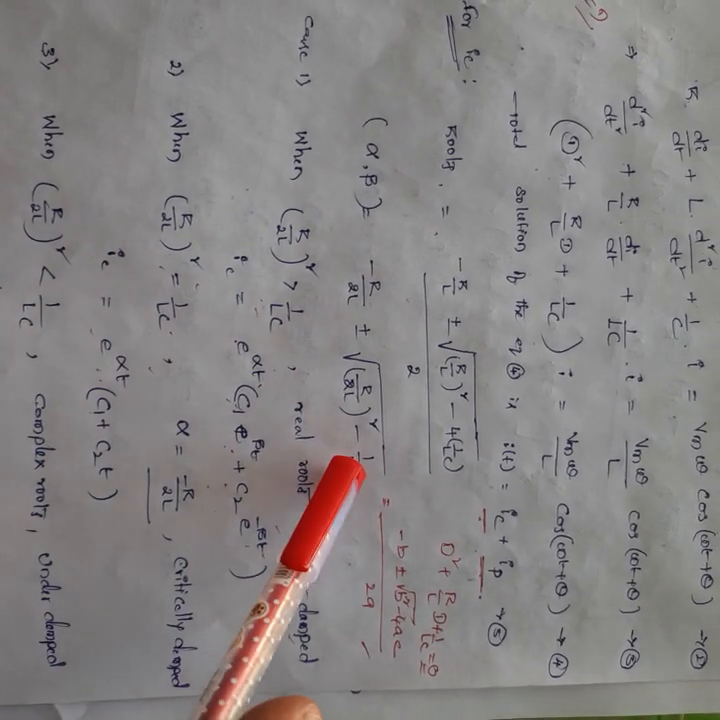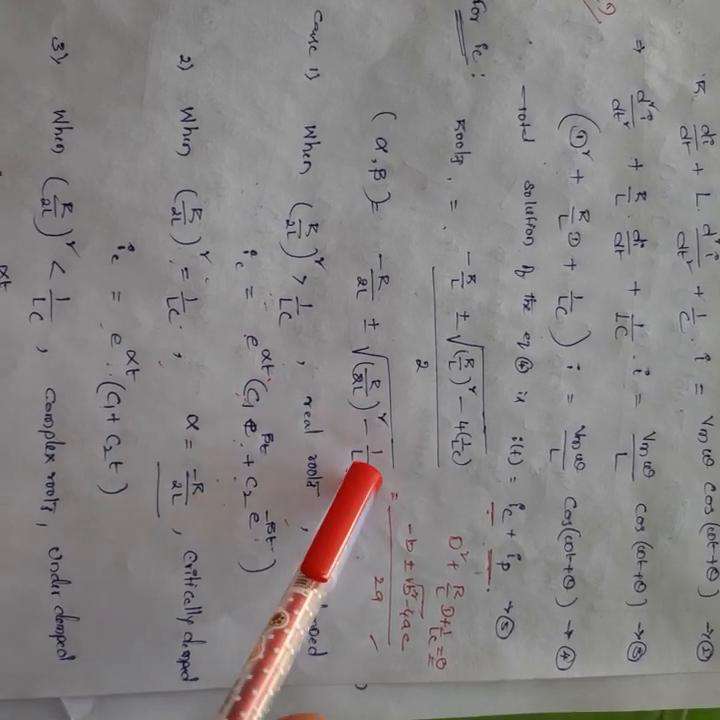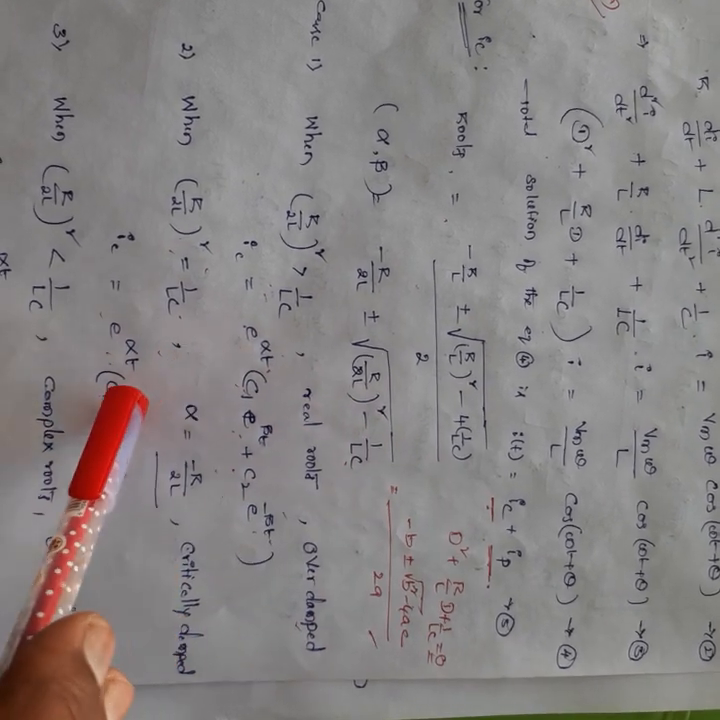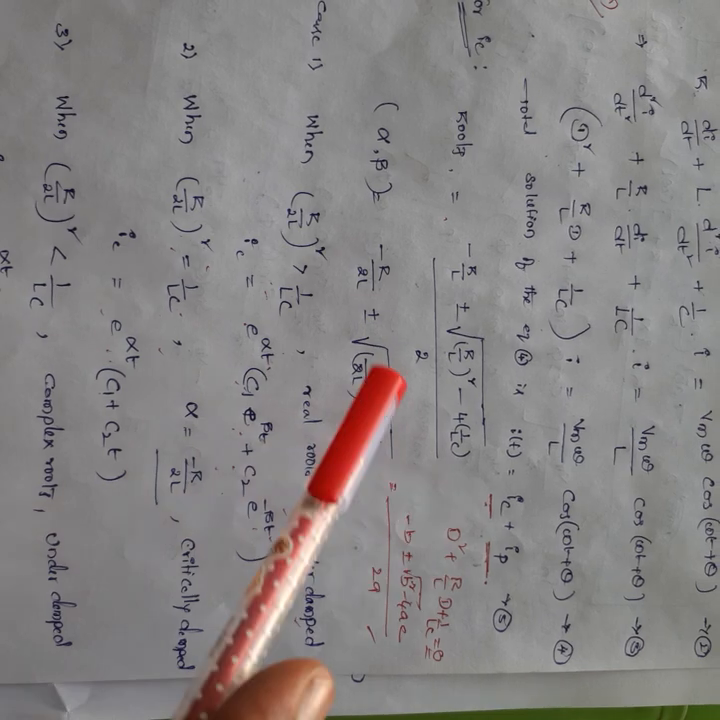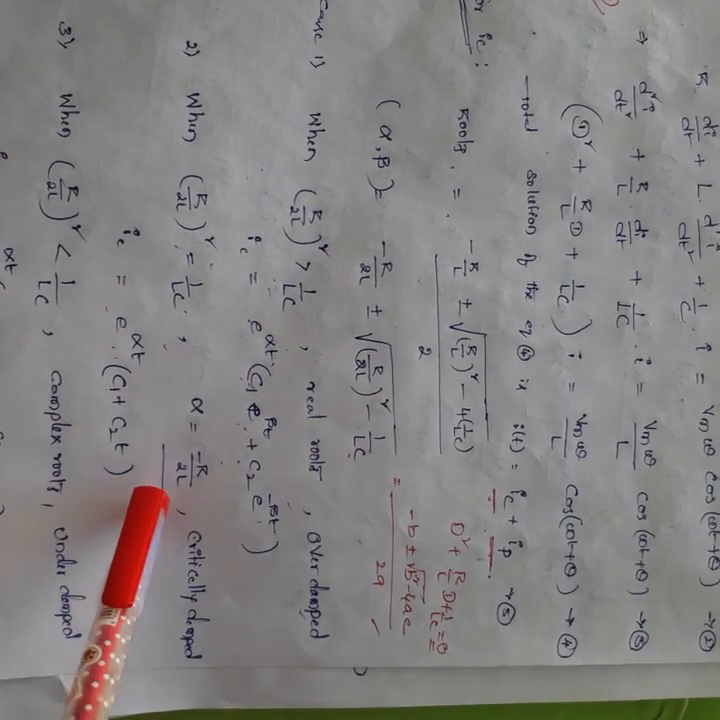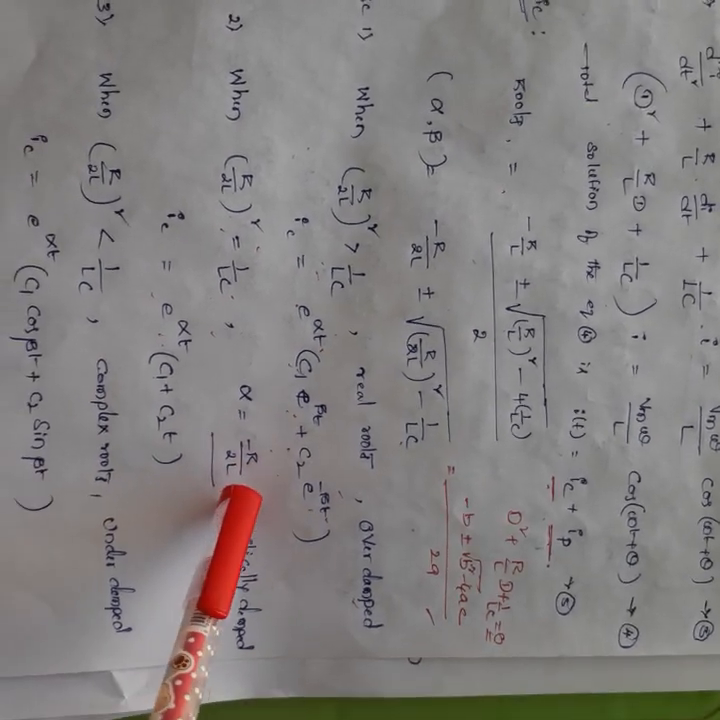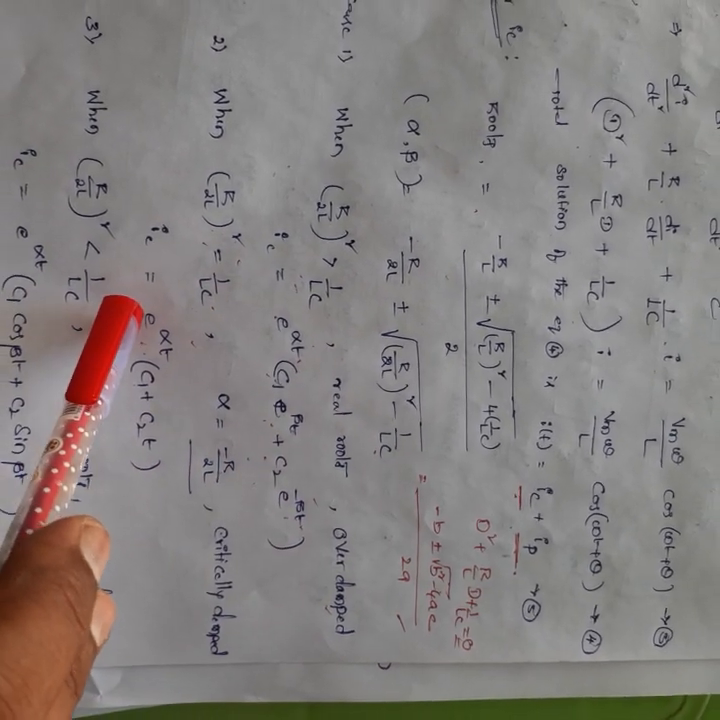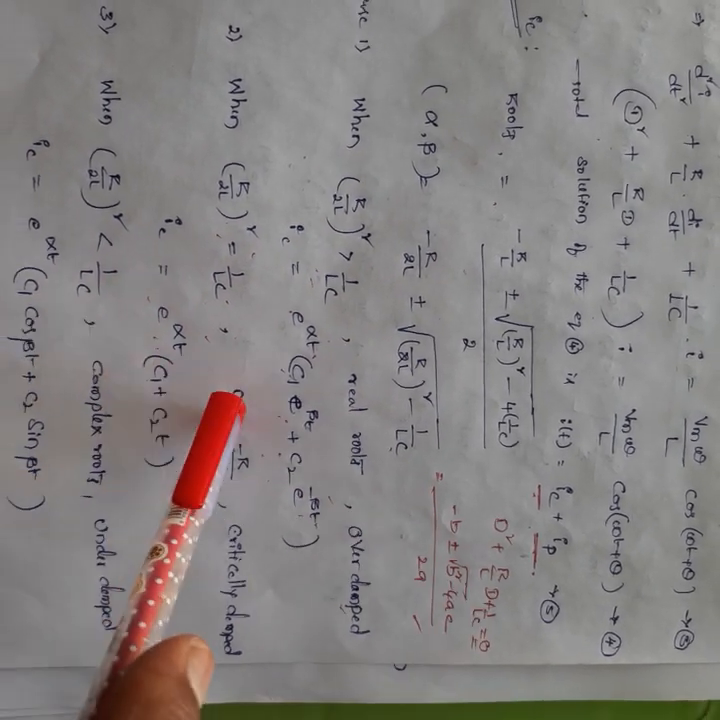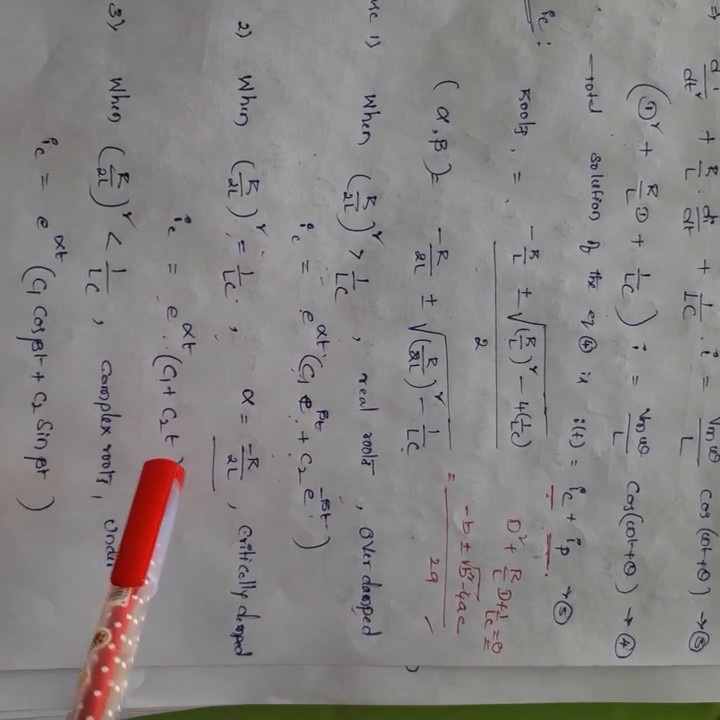Suppose (R/2L)² equals 1/LC, then whatever the roots, it is going to be 0, leaving minus R/2L, and only alpha is present. So that's why there is only one root, and the complementary function is going to be e^(αt) (c1 + c2 t).